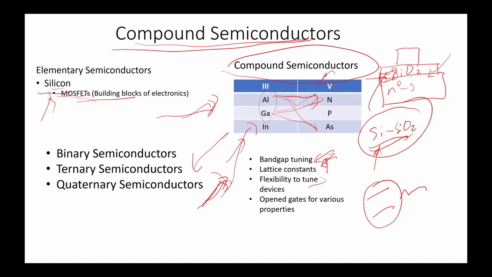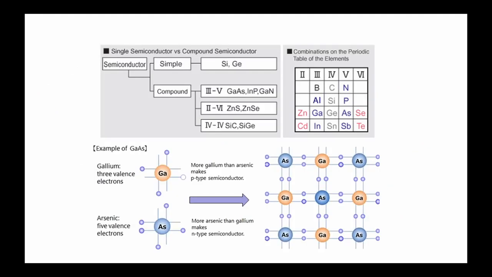Now we will see the alloying of aluminum arsenide or gallium arsenide, whichever you want to take. There are different combinations: aluminum phosphide, gallium phosphide. We can do the alloying of these two. This is one example I have shown.